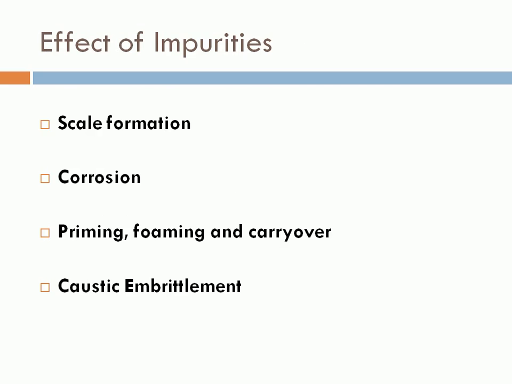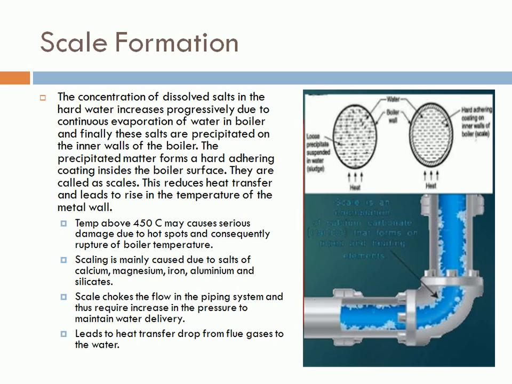So what are the effects of impurities? Mainly there are 4 different effects of the impurities: scale formation, corrosion, priming and foaming carryover, and caustic embrittlement. So you can see, first of all, the boiler corrosion and scale formation. You can see the figure of the scale formation.